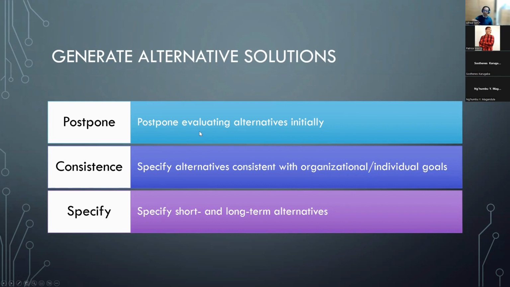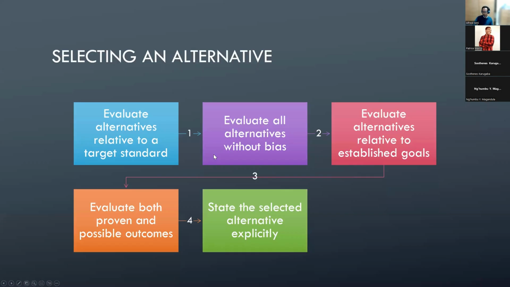Basically maana yake kwamba badala ya wewe ku jump haraka kutoa alternative, wakati mwingine unaweza ukatoa muda zaidi kwa watu kugenerate more alternative solutions, ili uwe na mawazo ya kutosha kwa ajili ya kuya process au kufanya evaluation. Consistent: specify alternatives consistent with organization or individual goals. Hiyo ni sawasawa na ile ambayo ilikuwa imeonekana hapo.